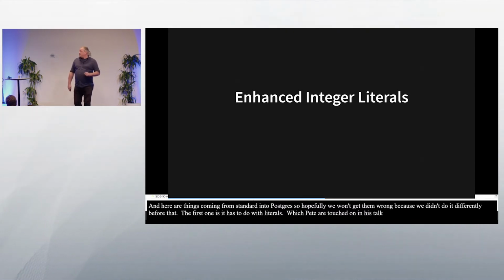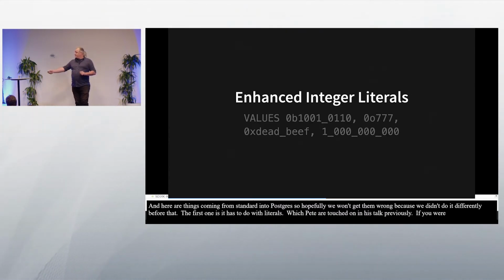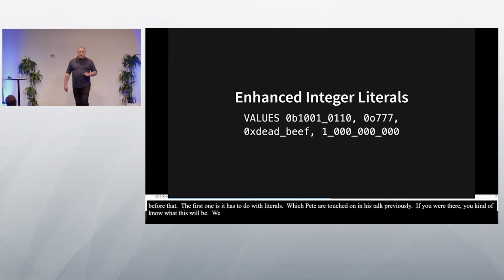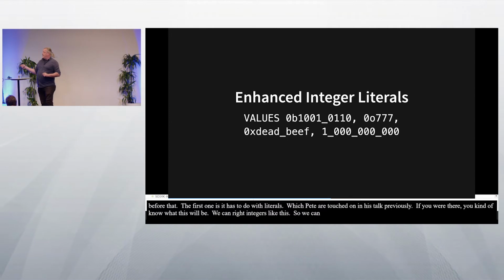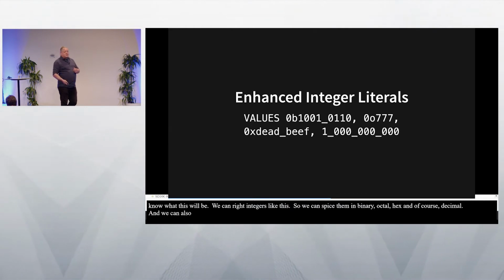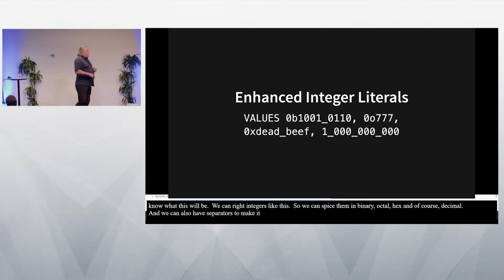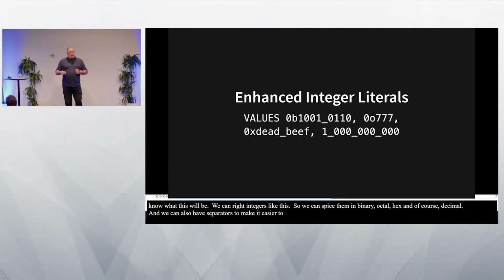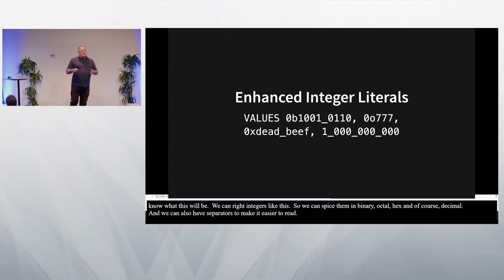But basically now we can write integers like this. So we can specify them in binary, octal, hex, and then, of course, decimal. And then we can also have separators to make it easier to read. This, I was hoping, would be in 15, but it's not. But part of it is.